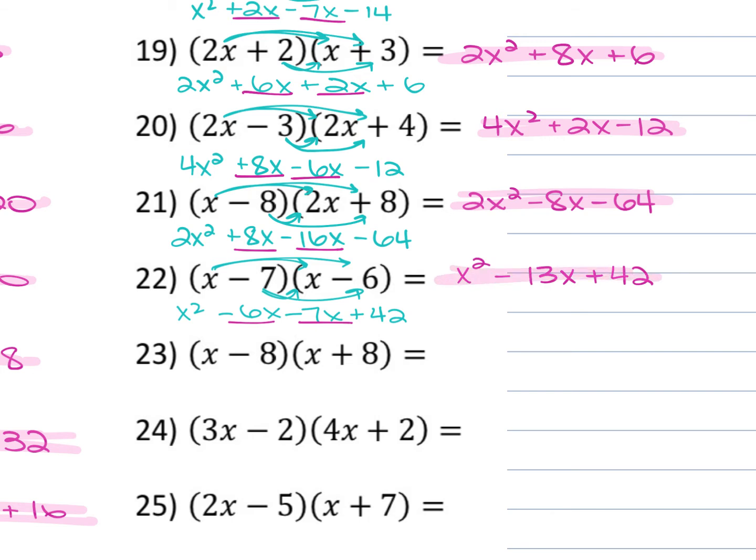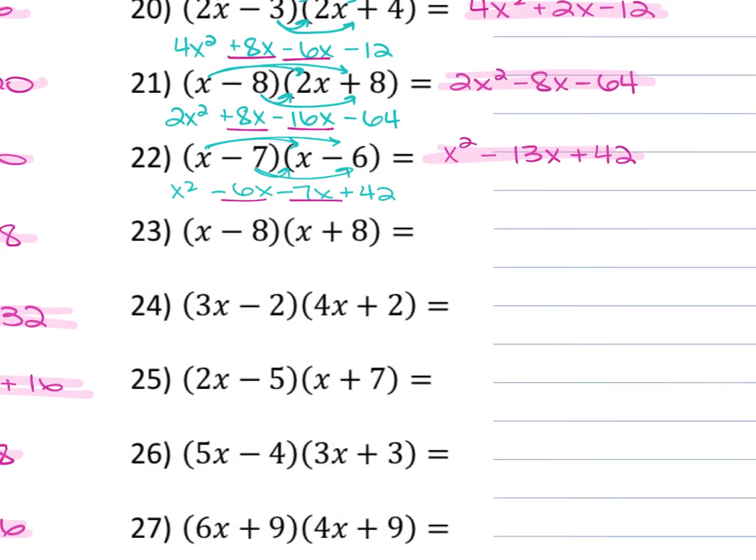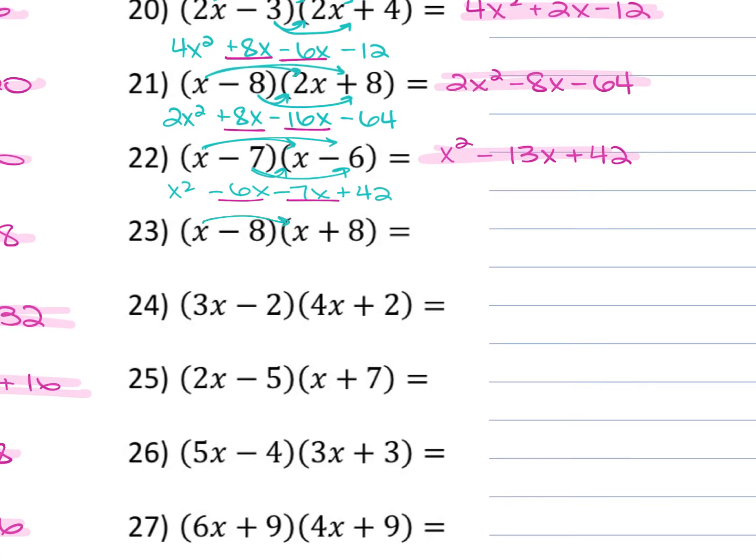For 23, you have x minus 8 times x plus 8. So x times x is x squared. X times positive 8 is positive 8x. Negative 8 times x is negative 8x. And negative 8 times 8 is negative 64. Your like terms are opposites, so they cancel, and you're just left with x squared minus 64.